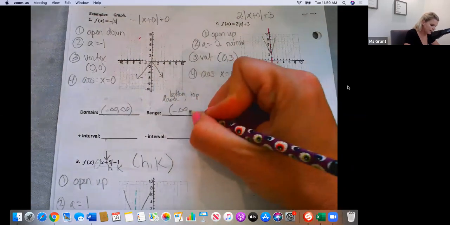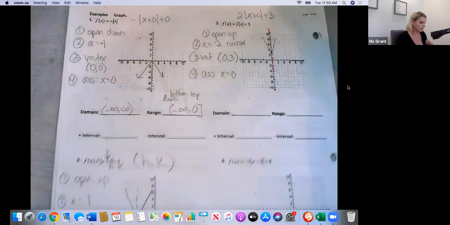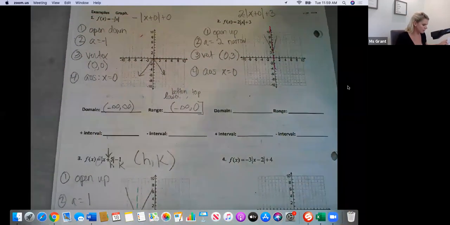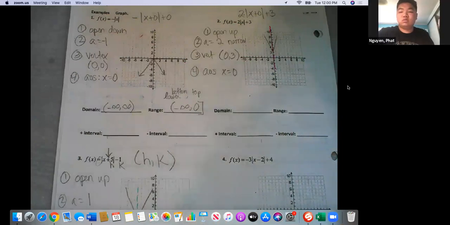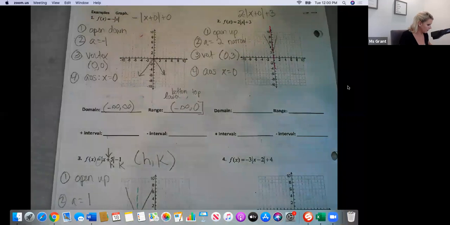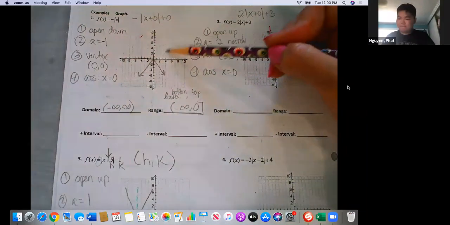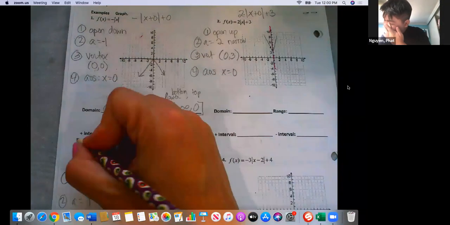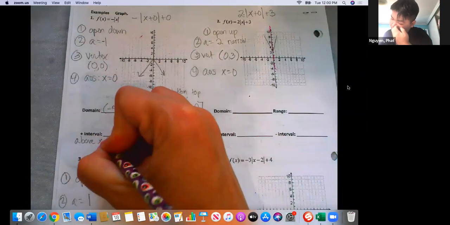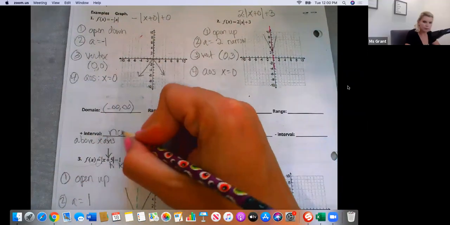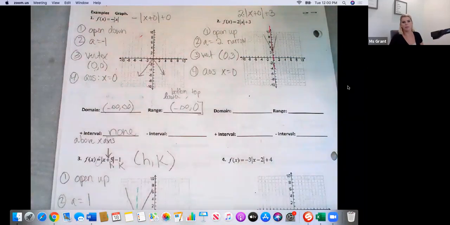And my 0 has a bracket because brackets mean, somebody tell me what brackets mean. Look back on the last page. What does a bracket mean? Phil. A solid point, and it's included, inclusive. Okay, good deal. Positive interval. Where is my V-shaped absolute value above the x-axis? Nowhere. It's not above the x-axis at all.